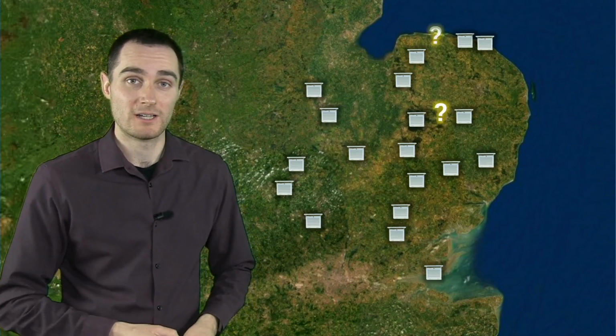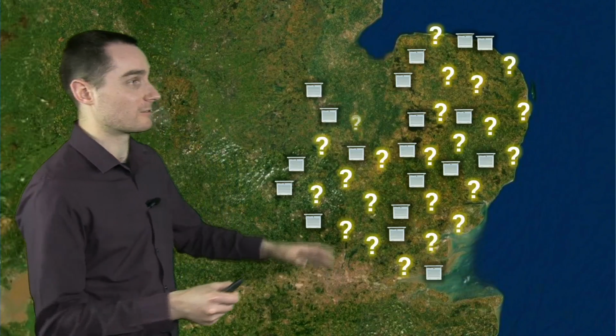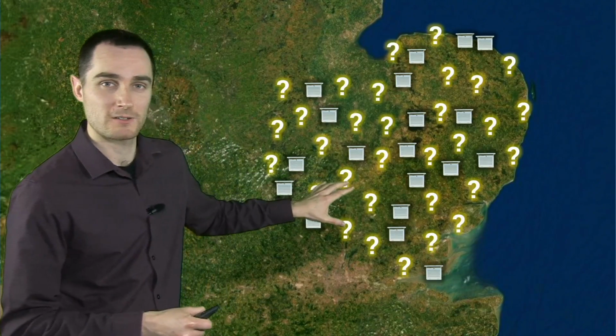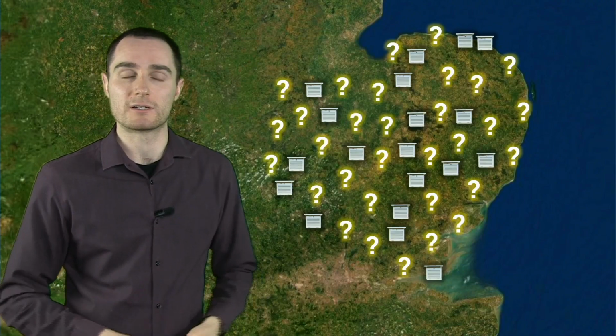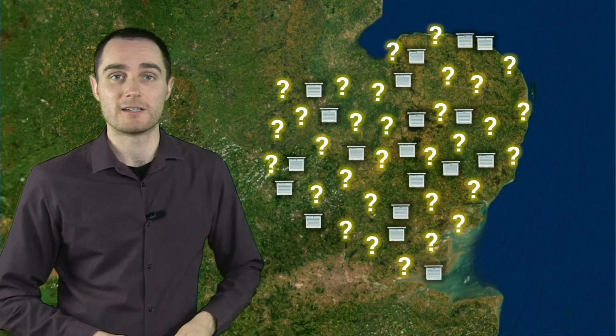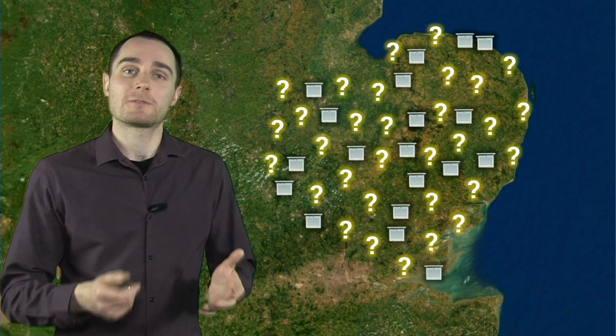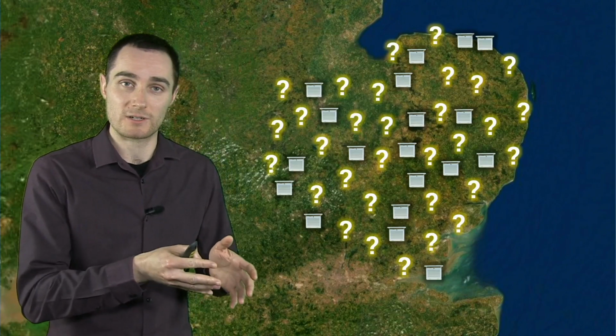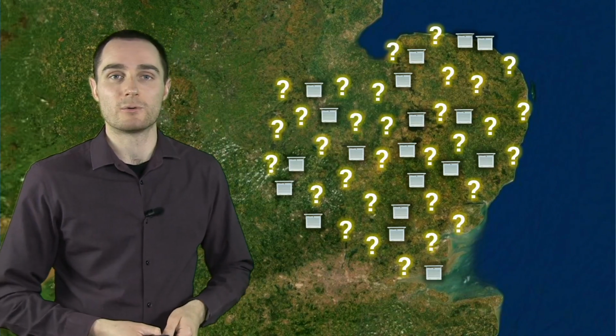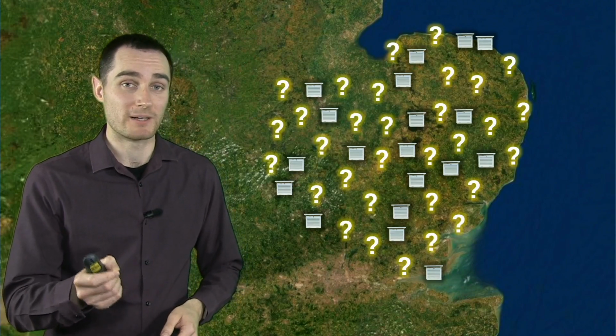But what we don't know is what's going on in between all of those stations, because it's not physically possible to measure these values in every single field and garden either in East Anglia or indeed elsewhere around the world. So we have to make some assumptions at the beginning of our forecast in order to run that model forward. And with assumptions comes a little bit of error.